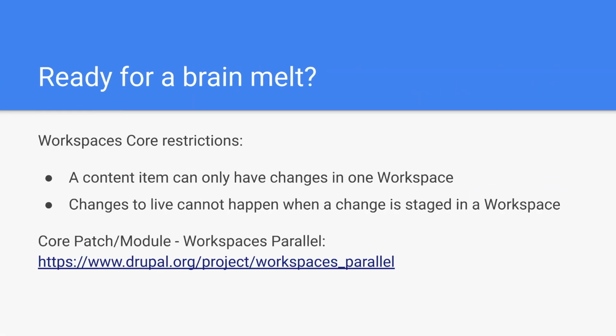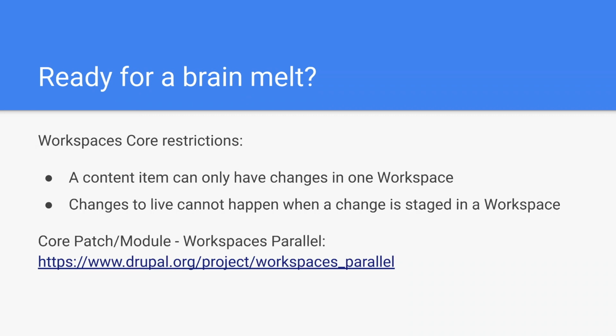All right, here we go, ready for brain melt. There's a restriction in core right now: a content item can only have a change in one workspace. That means if you made a change to page 1 in the stage workspace and you try to edit the page in live, it'll say you can't do it. Same thing if you had another environment like stage 2. You can't make a change there if the page is being edited in a different workspace. So that might be fine for your needs.